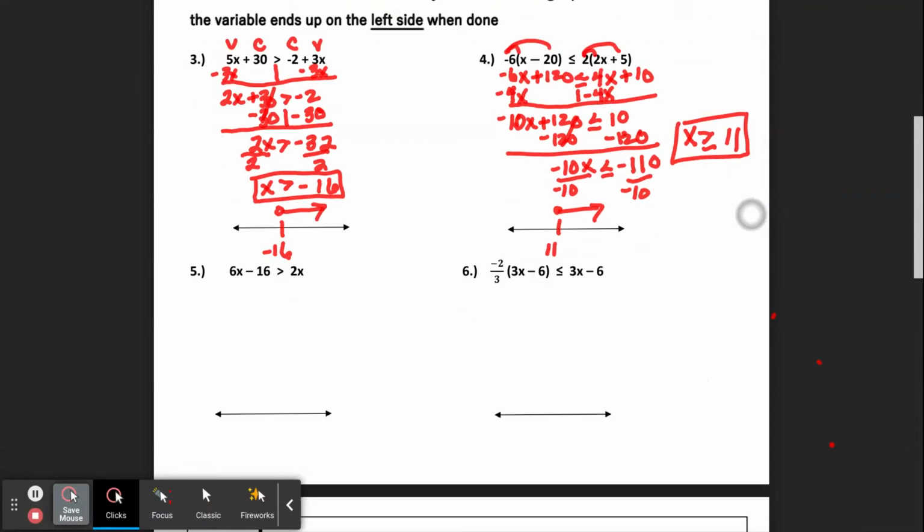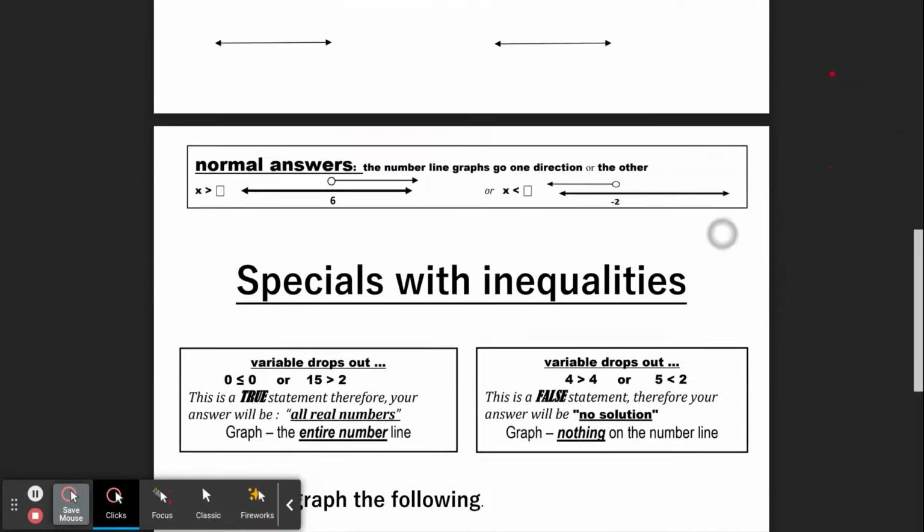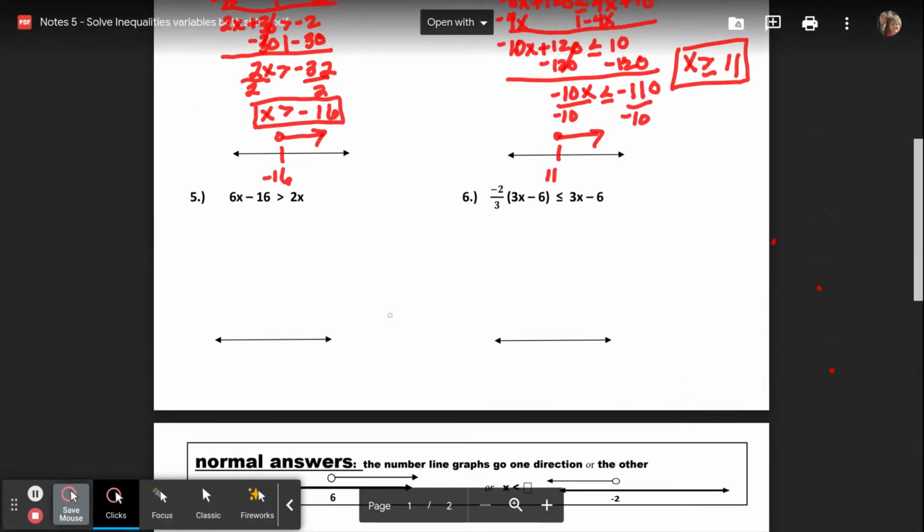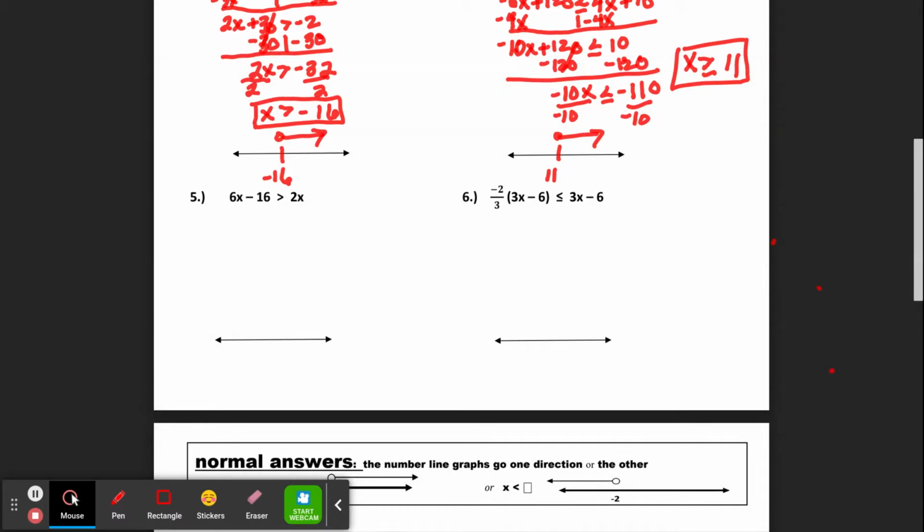Let me move this paper up a little bit. Okay. So on number 5, we have a variable and a constant on the left and then a variable on the right. Since we want our variable to be on the left at the end, what we could do is make a constant here and just put plus 0. So now basically we're balanced. So here's our division. We cut that equation in half.